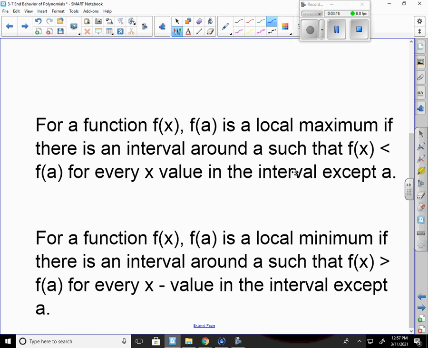F of a is a local min if there's an interval around a such that f of x is greater than f of a for every x value in the interval except for that point a.